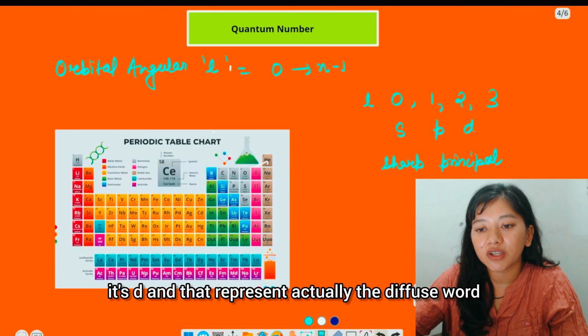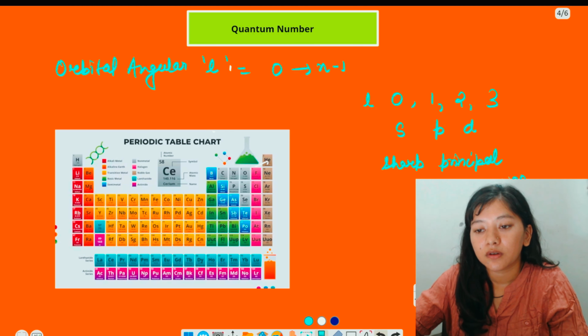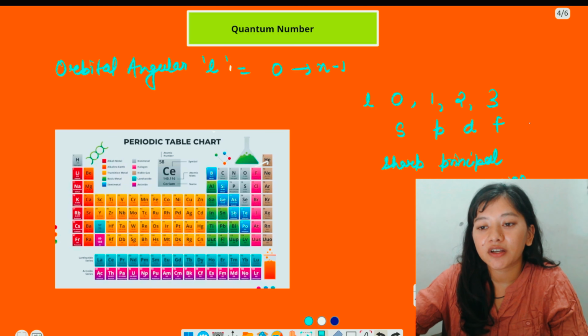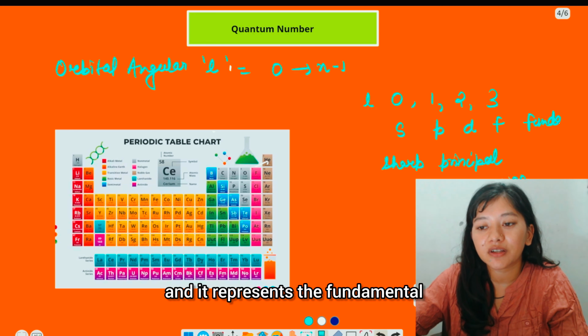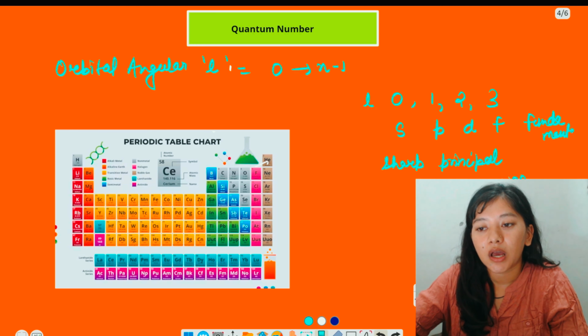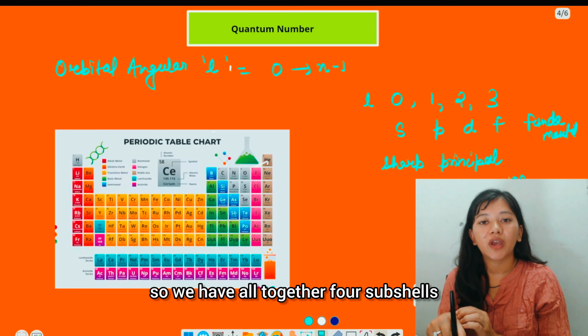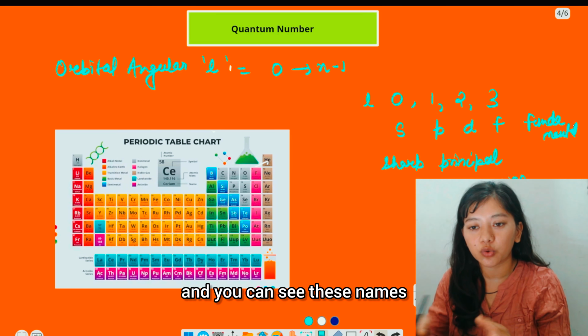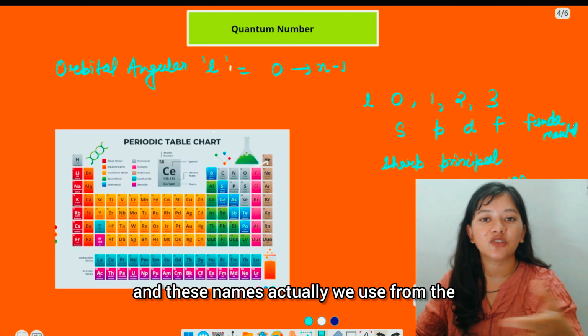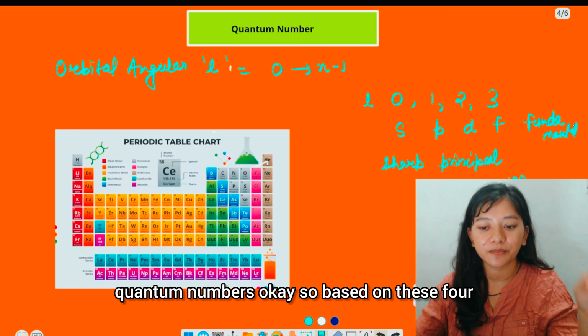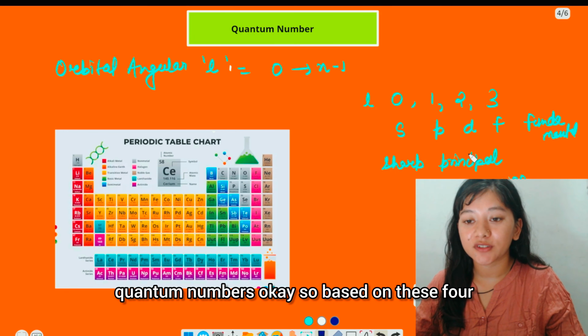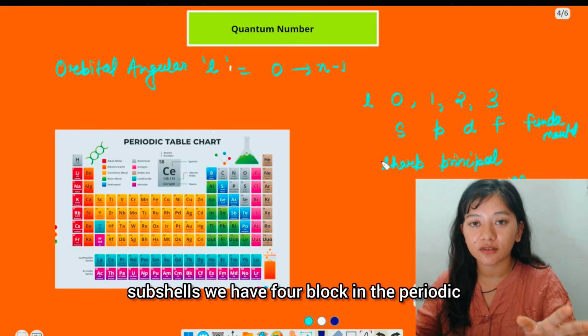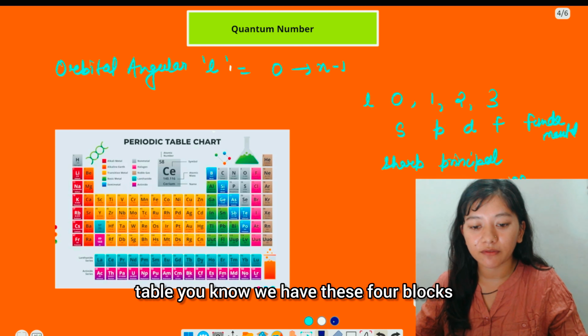For 2 it's D, and that represents the diffuse. While the 3 it is F, and it represents the fundamental. So we have altogether 4 subshells, and these names we actually use from the quantum numbers. Okay, so based on these 4 subshells, we have 4 blocks in the periodic table.